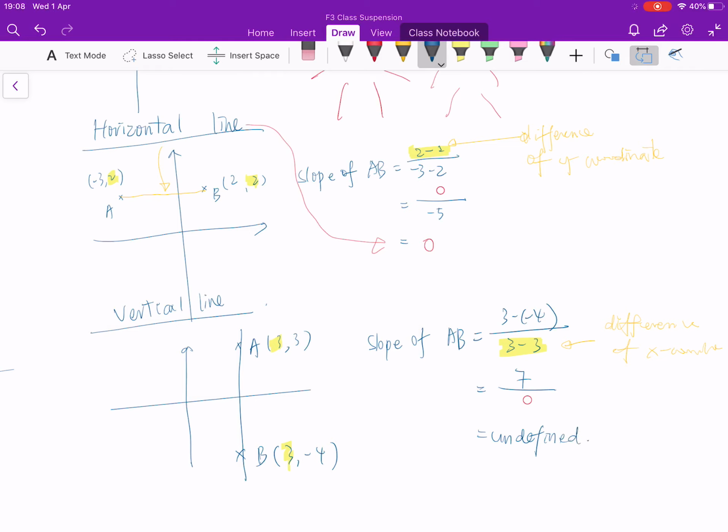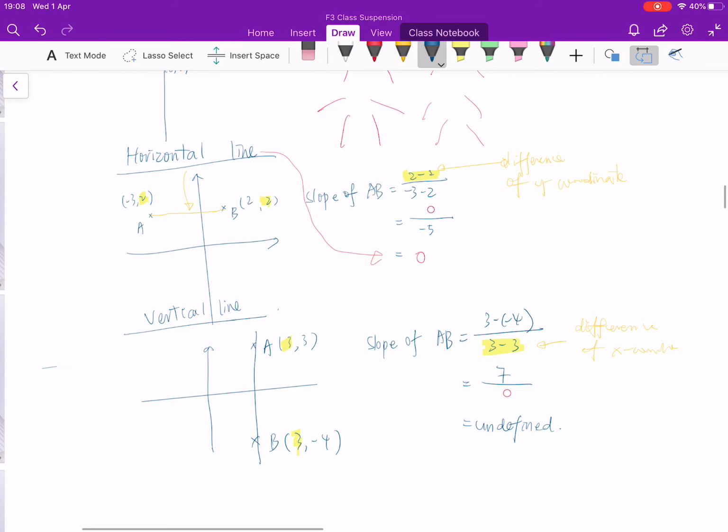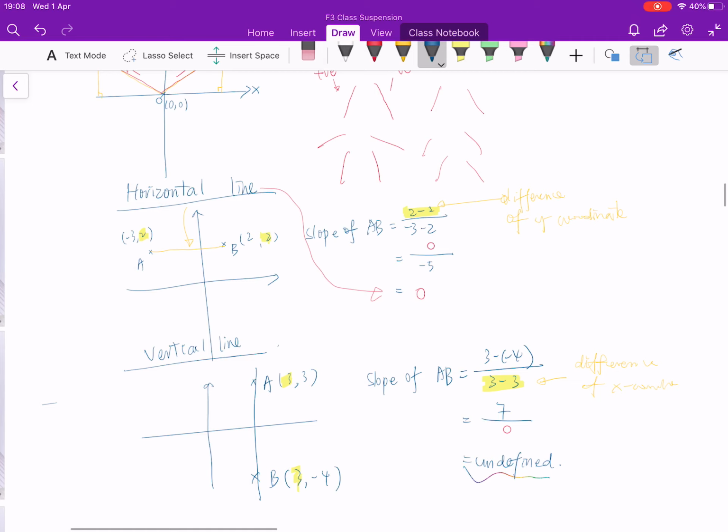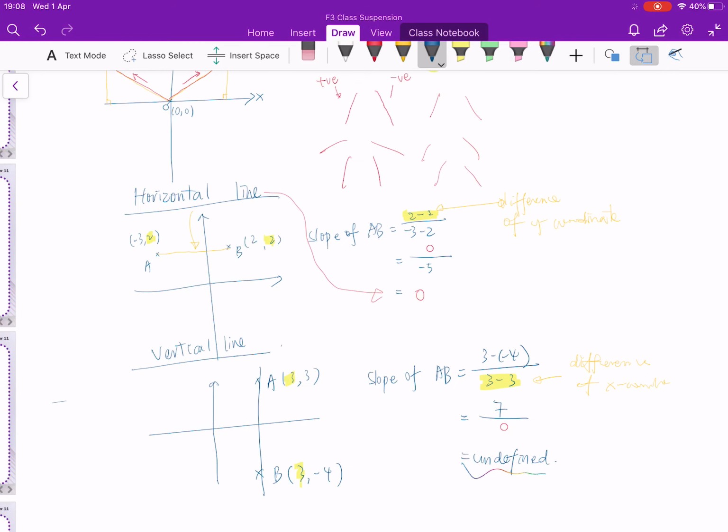Undefined. We can never divide something by a 0. We cannot define the value of it. If you want to know more about why it is undefined, you can ask me individually. I won't talk about it here. But whenever we have a 0 in the denominator, the answer should be undefined. We can't divide a number by a 0. So we can see that if it's a vertical line, the slope is undefined.